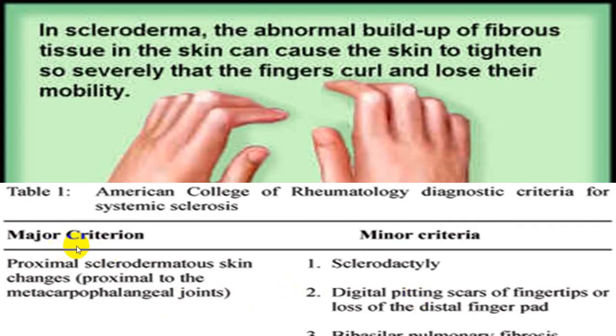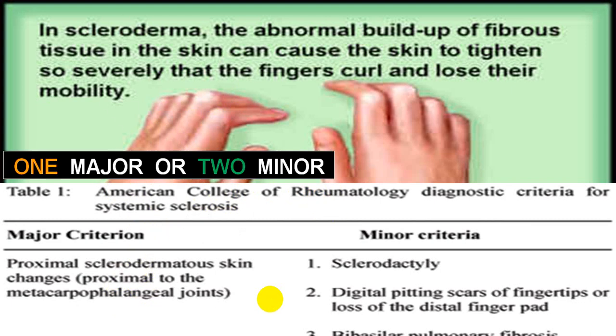In minor criteria: sclerodactyly, pitting scar or loss of digital pads, and bibasilar pulmonary fibrosis. As far as the major criterion is concerned, proximal scleroderma, that is proximal to the metacarpophalangeal joints. So this is a very important criterion. If any person comes with that, it counts as a major criterion, and it is accepted by the American College of Rheumatology, in short form the ACR criteria. So one major or two minor.